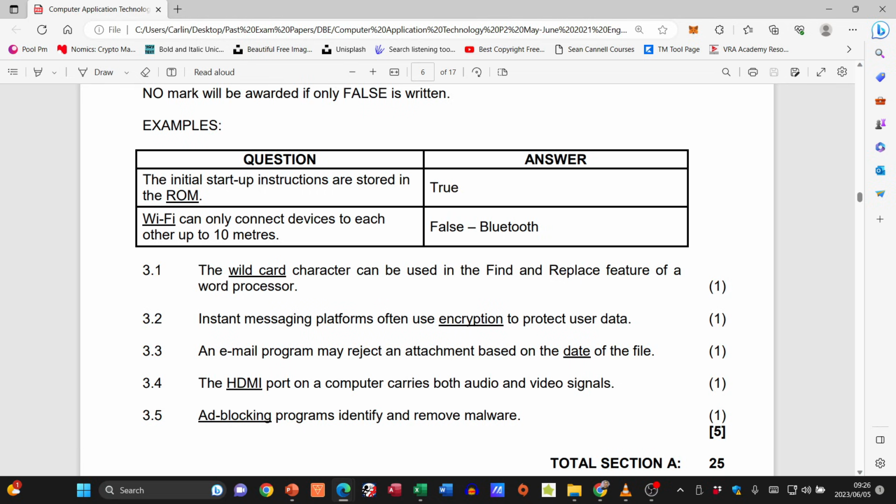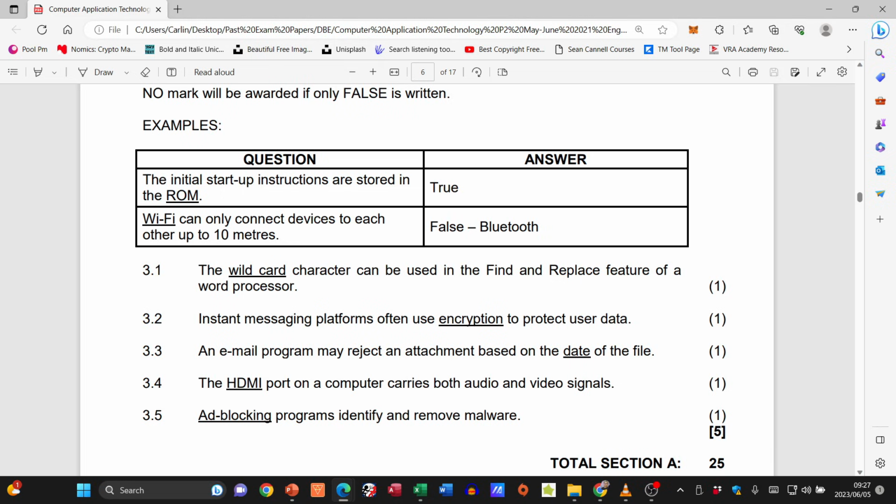3.2, instant messaging. Right? Things like WhatsApp, iMessage, things like that. Instant messaging platforms often use encryption to protect user data. That is true. I'm going to jump to 3.4. 3.4, the HDMI port on a computer carries both audio and video signals. Yes, that is true. Now, 3.3 and 3.5. Let's have a look at this.